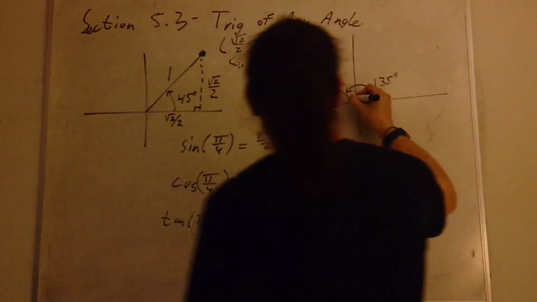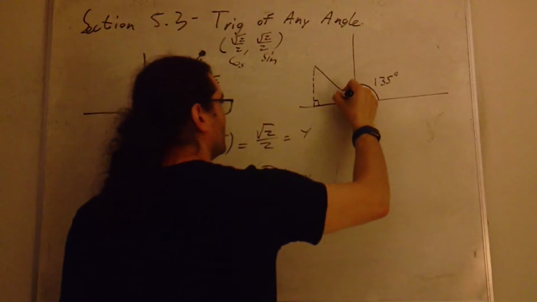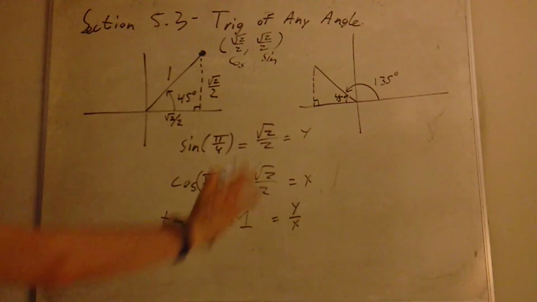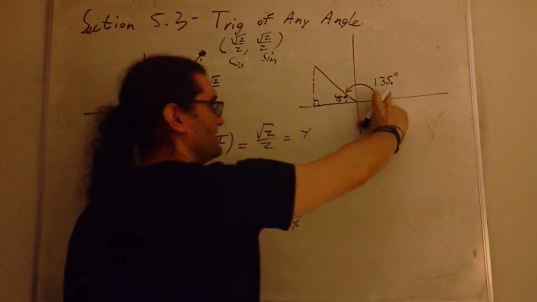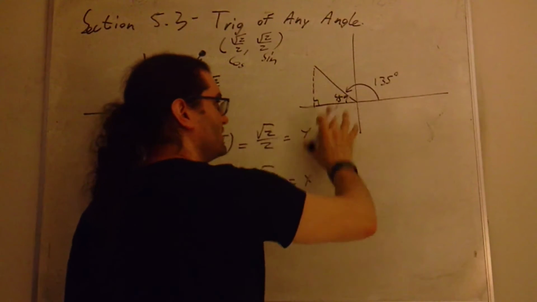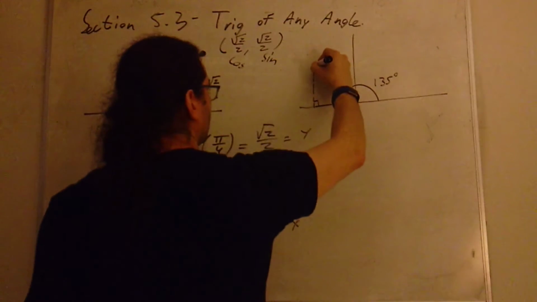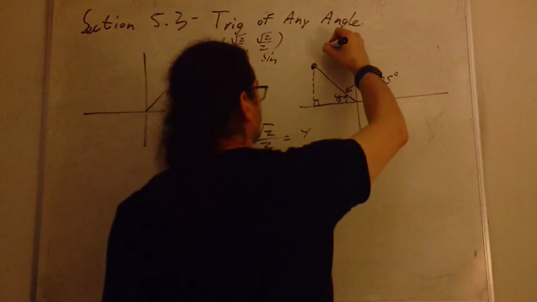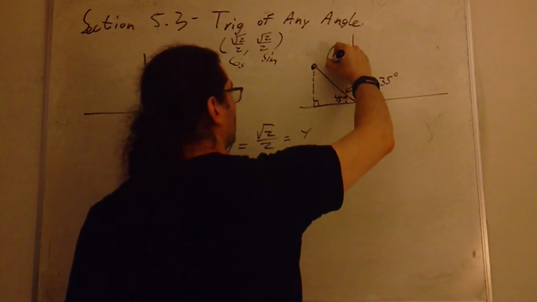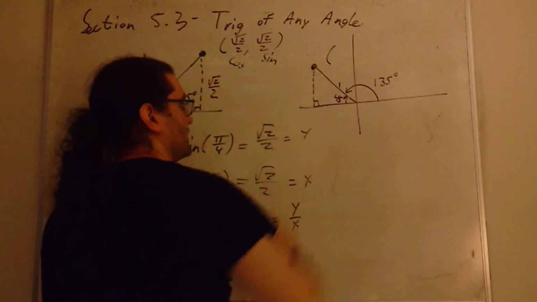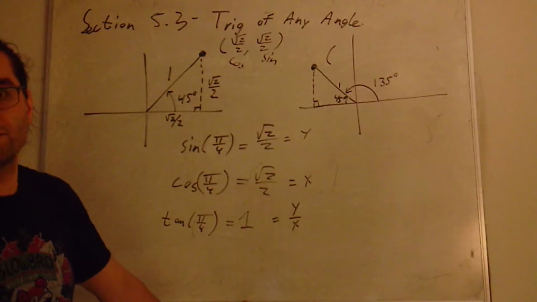The triangle I get still has a 45-degree angle in it. The 135-degree angle is not inside the triangle, but it is the angle that is creating this triangle. And now from here, I can still look at the coordinates of this point, and they'll be the same values, because I've still got a 45-degree right triangle.